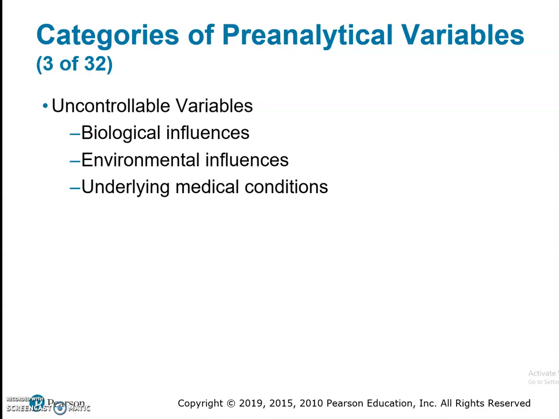Uncontrollable variables would be biological influences. We don't have control over the gender of the patient that comes in, or the age of the patient, or that they were born missing a limb, or various other things. Environmental influences we have to take into consideration: some places with elevated altitude, like in the mountains, their circadian rhythm might be different. Underlying medical conditions, we wouldn't have control if the patient came in and they were diabetic, let's say, so we need to draw them right away. So there are things we have to be aware of.